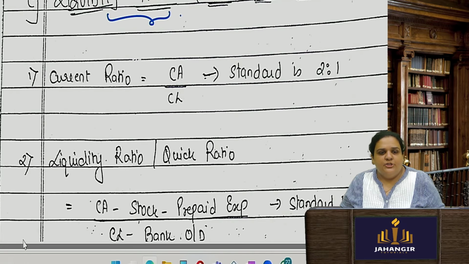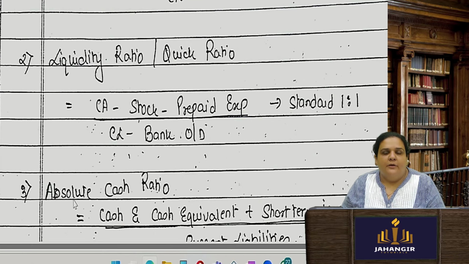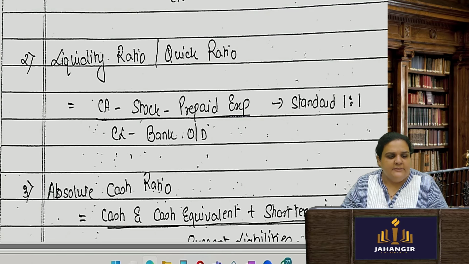Then liquidity ratio, quick ratio. Quick ratio means what? All those current assets which are not quick, they cannot be easily converted into cash, remove them. So from current assets, stock: not necessarily I will be able to sell it tomorrow. Prepaid expenses, fictitious asset.